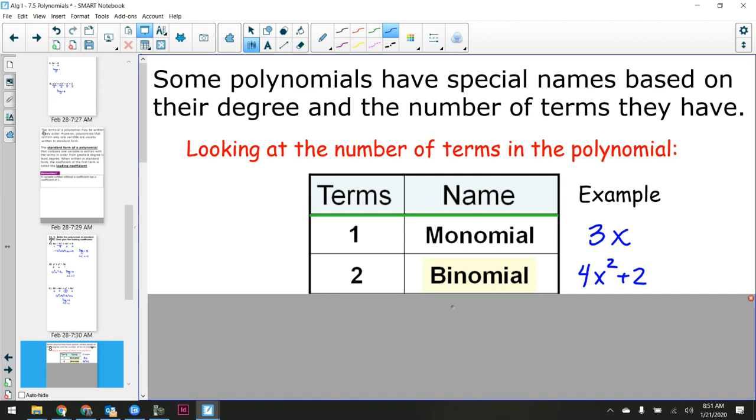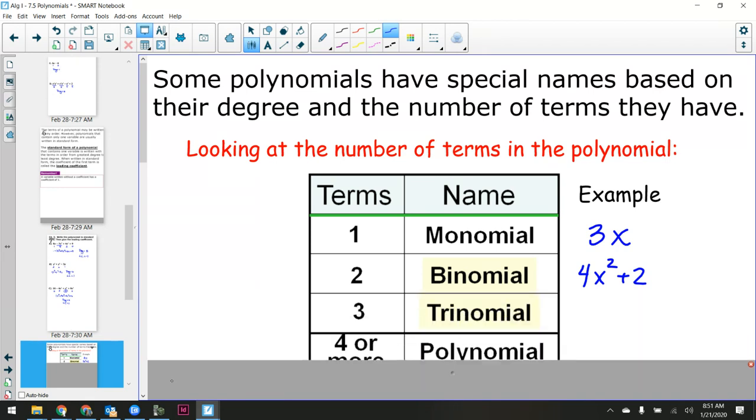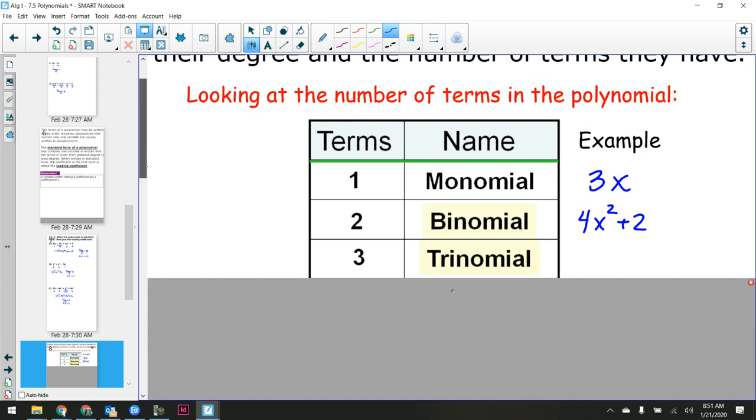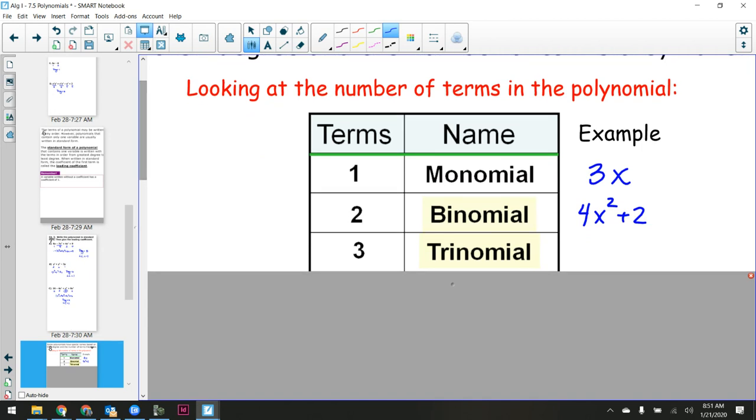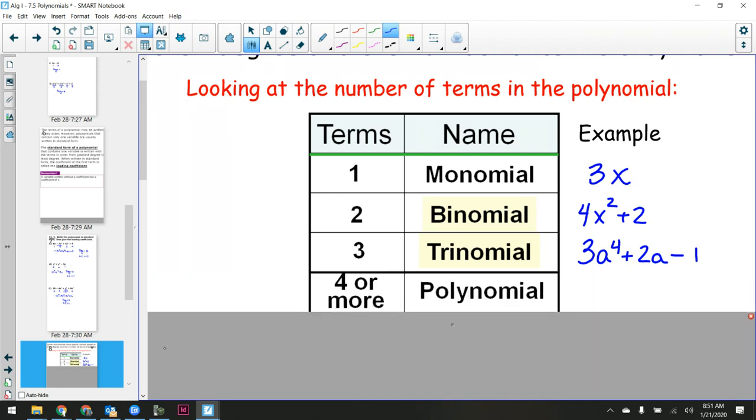So if we've got 2 terms as a binomial, what do you think 3 terms? Trinomial. Trinomial. Oh, I almost showed the last one too. Trinomial. An example. 3a to the 4th plus 2a minus 1. 3 terms. Trinomial. Now, anything beyond that, you just call it a polynomial.